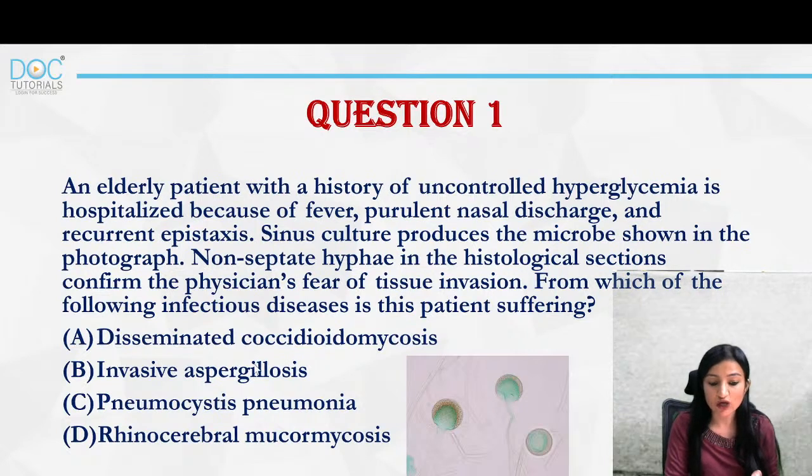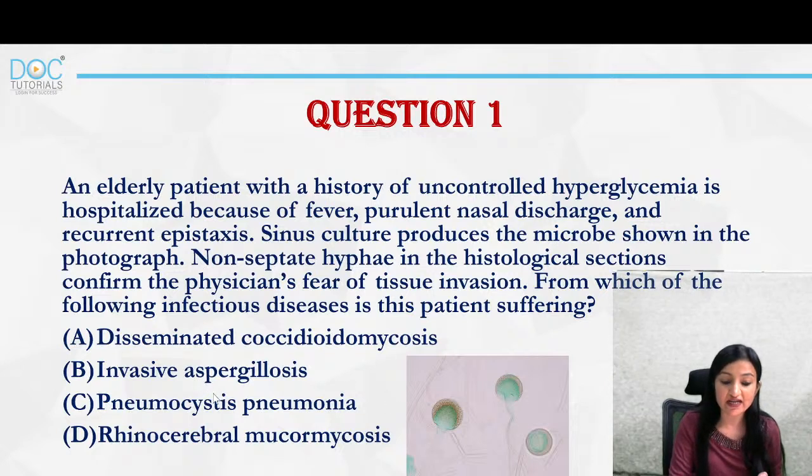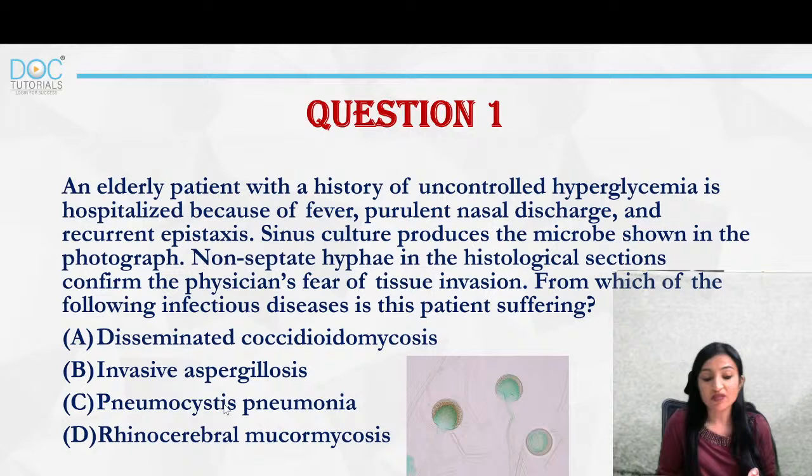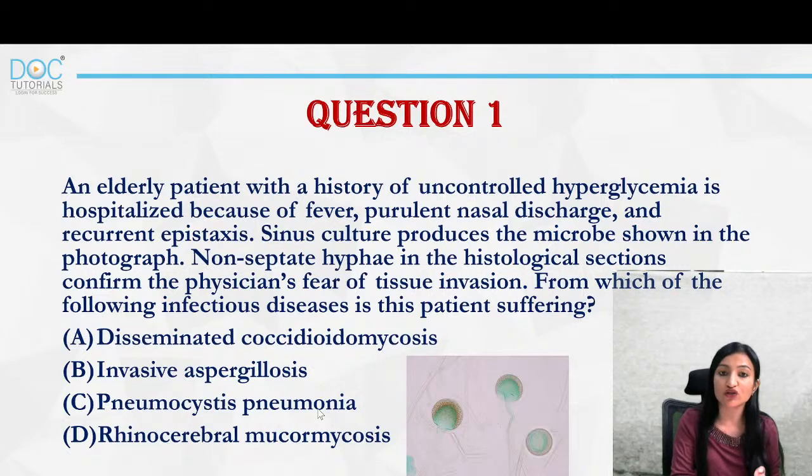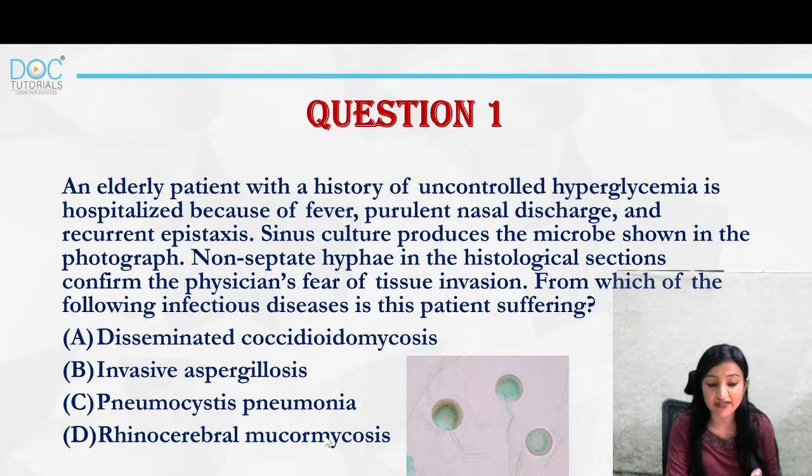Now, second option says invasive aspergillosis. Not at all. As you can see in this picture, basically we can see sporangium. These spherical structures are sporangia, and we can see the non-septate hyphae. Then option C, pneumocystis pneumonia, caused by Pneumocystis jirovecii. This organism exists in trophozoite and cyst form, and this picture does not fit the morphological description of this particular organism. So A, B, C are easily ruled out.